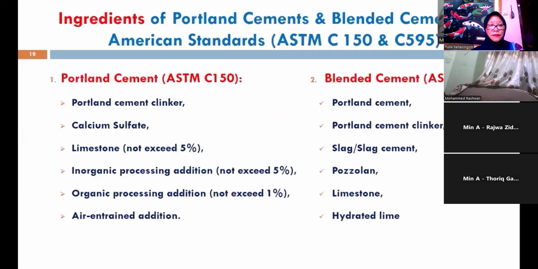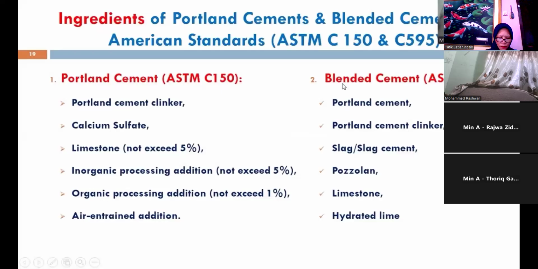In this slide, we will speak about the ingredients or the components of Portland cement and blended cement according to the American standard. Portland cement according to ASTM C150 is composed mainly of Portland cement clinker, in addition to calcium sulfate and limestone not to exceed 5%. Sometimes we add inorganic processing addition not to exceed 5%, and sometimes organic processing addition not to exceed 1%, and sometimes air-entrained addition.